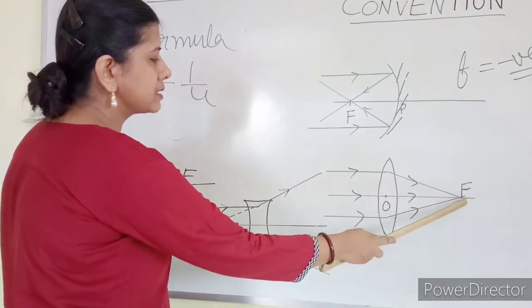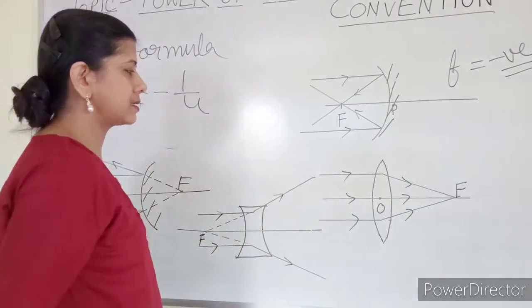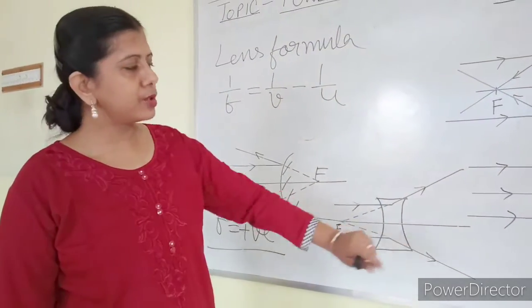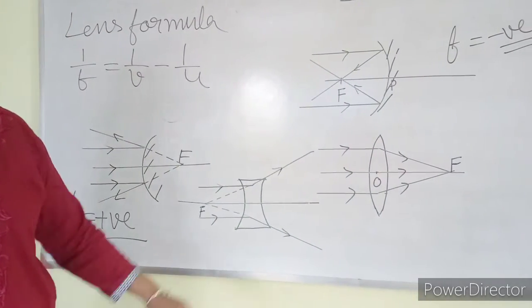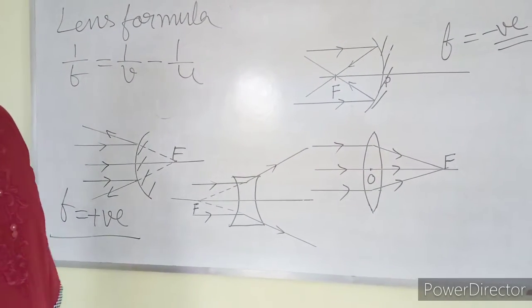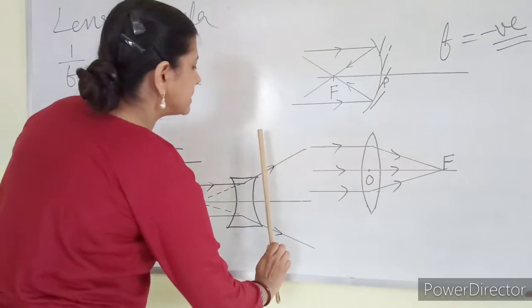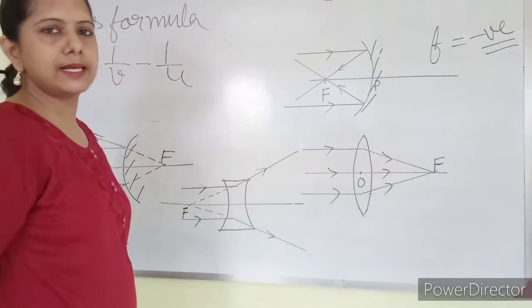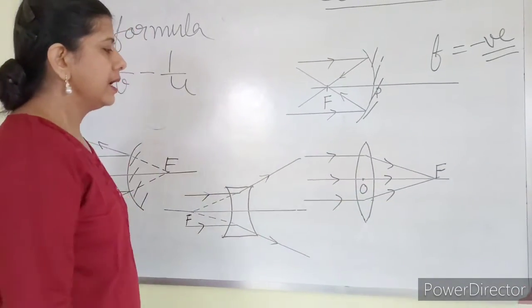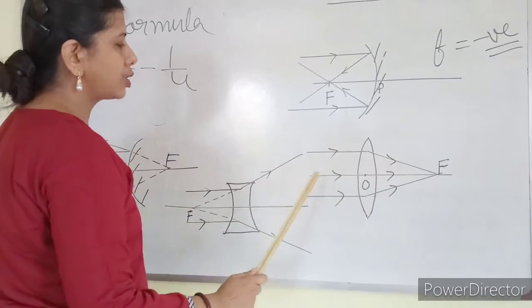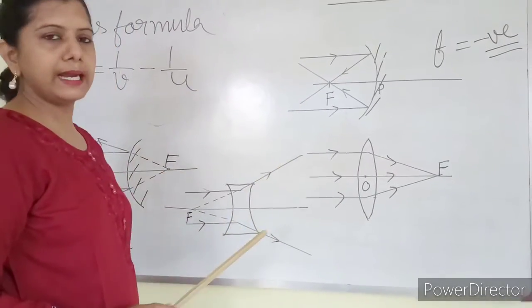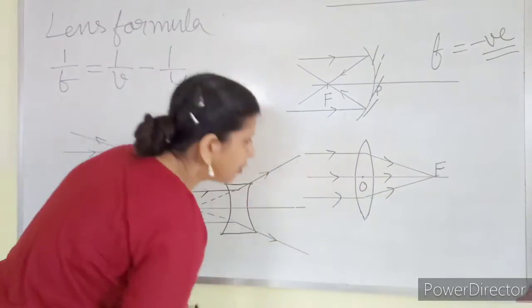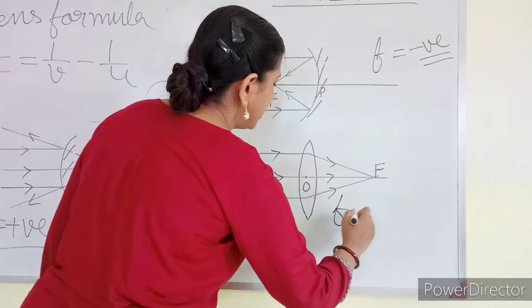So this one is the principal focus of the convex lens. Which side is the focus point on? Try to think for a second which side it is. You can see clearly that light is coming from the left side, but the focus point is on the right-hand side, that is, the opposite side. If the focus point is on the opposite side from where the light is coming, the focal length will be positive.